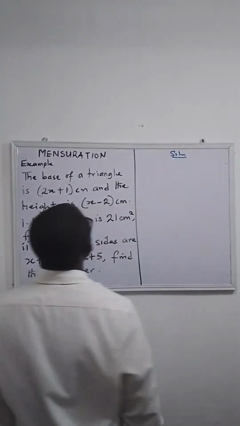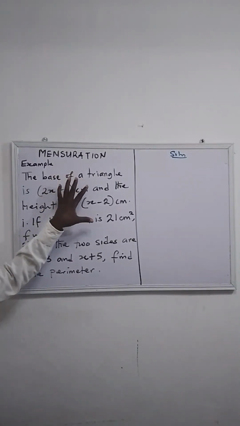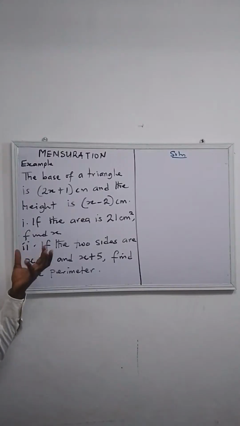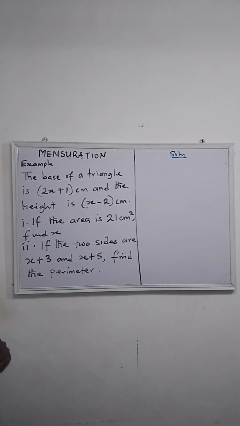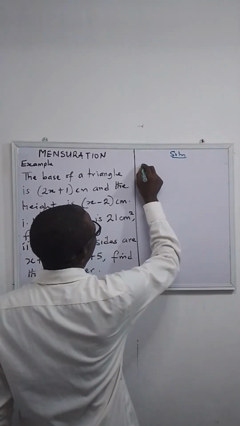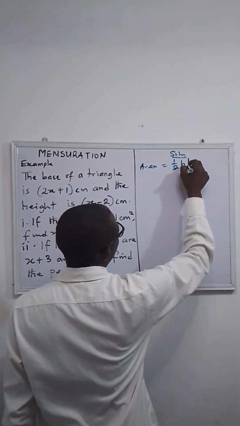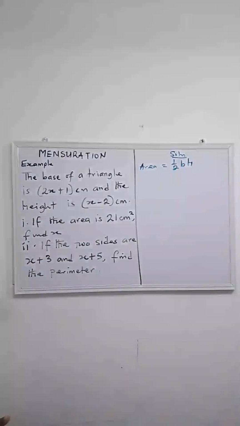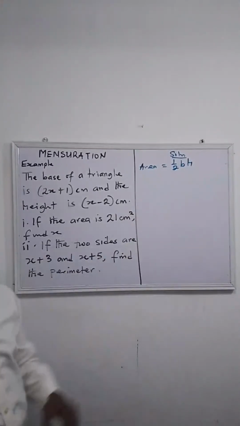Now let's look at it. We are given the base and the height of the triangle. So all that I need to do now is to write the formula of the area of a triangle that involves the base and the height. So I'll write this out. Area of triangle equals half base times height. This is the formula I'm going to use, which is one of the formulas I gave you the other time. If you don't have it, make sure you copy it somewhere in your notes.